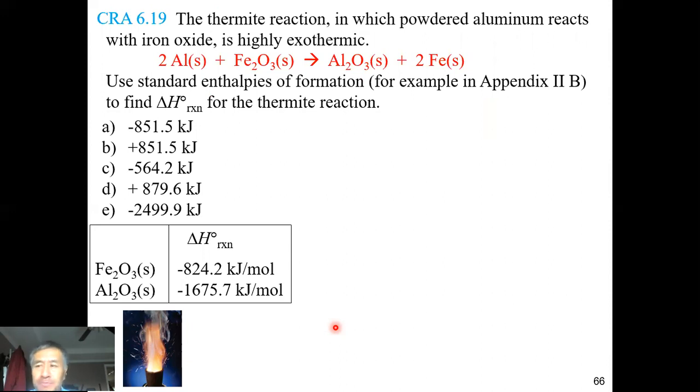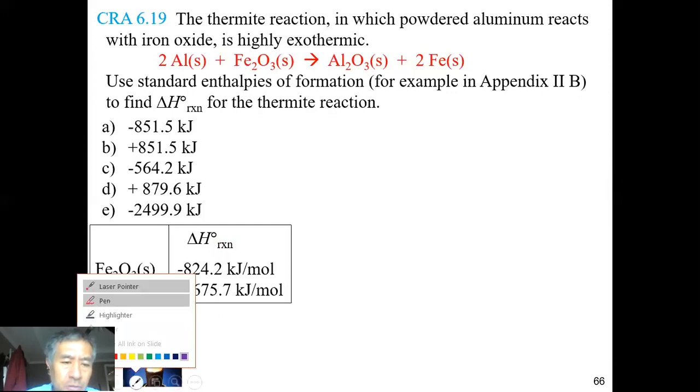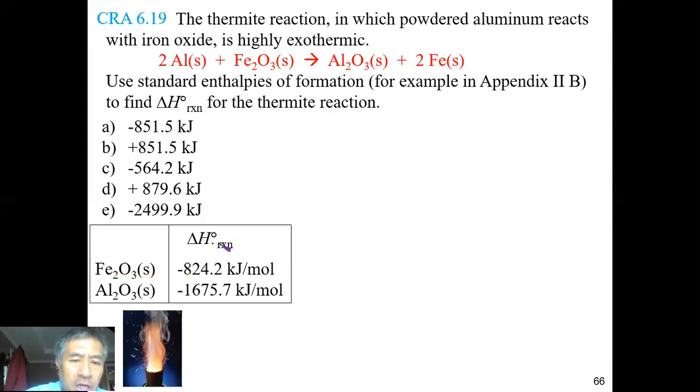The thermite reaction is a reaction in which powdered aluminum reacts with iron oxide and is highly exothermic. This picture shows you. The reaction equation is written as 2 Al solid plus Fe2O3 solid produces Al2O3 solid plus Fe solid. So you want to use the standard enthalpy of formation, so this will be delta H naught F.